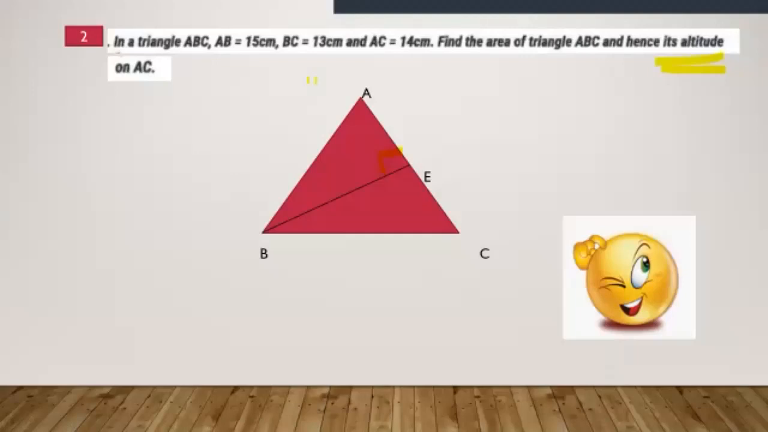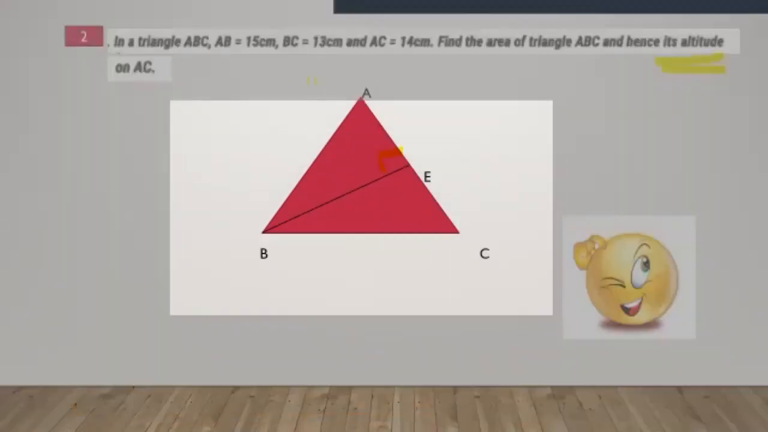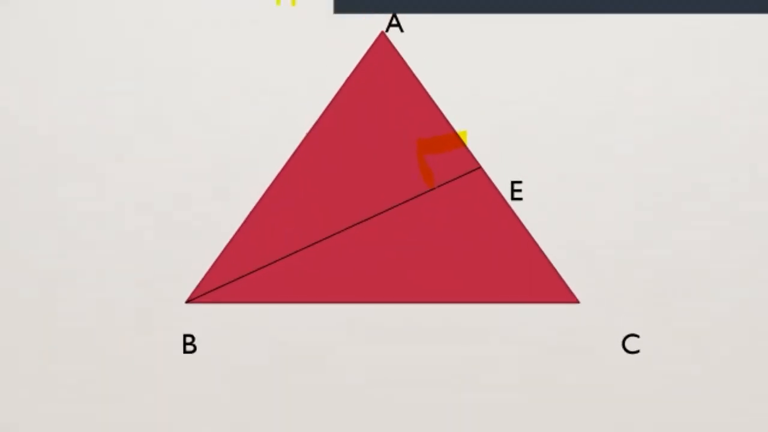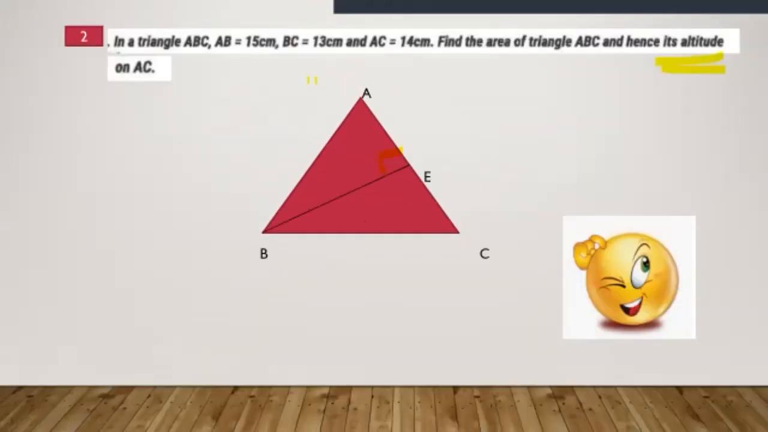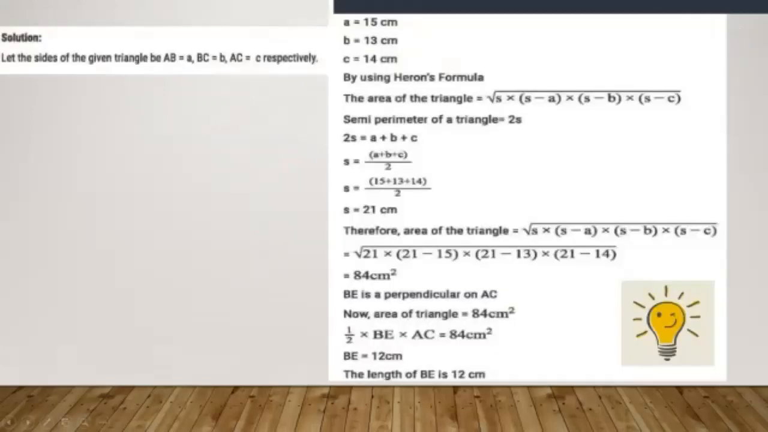I've read out the question to you. Find the altitude on AC. Find BE. Come on. How much? 12 centimeters. Okay, let me check. Moving ahead to the slide. Yes, it is 12 centimeter.